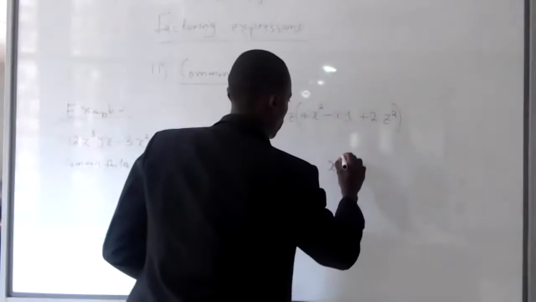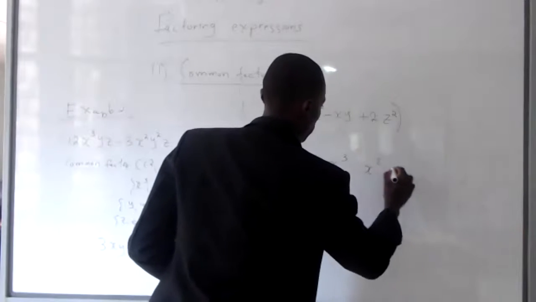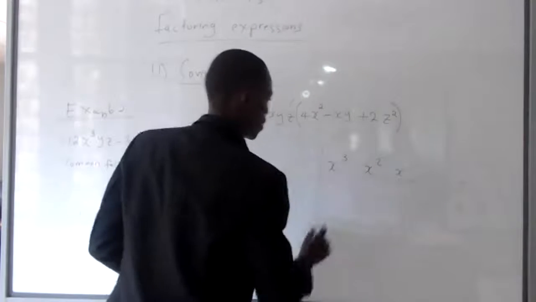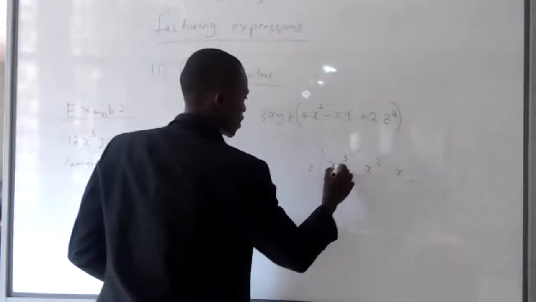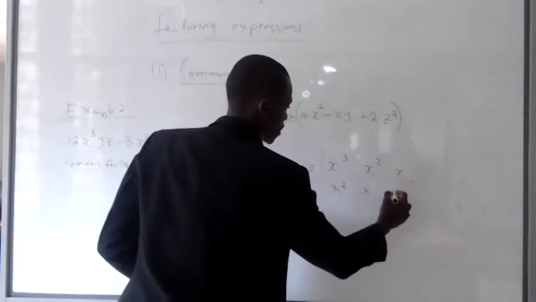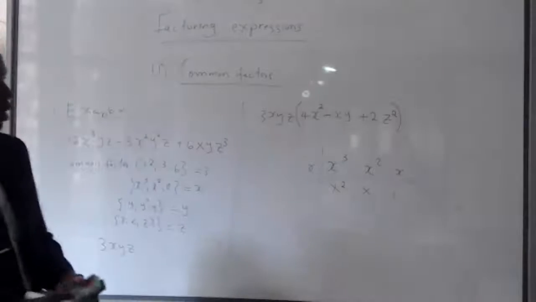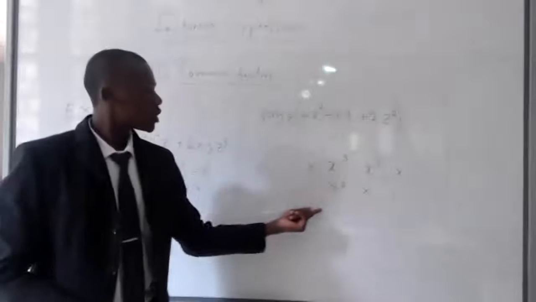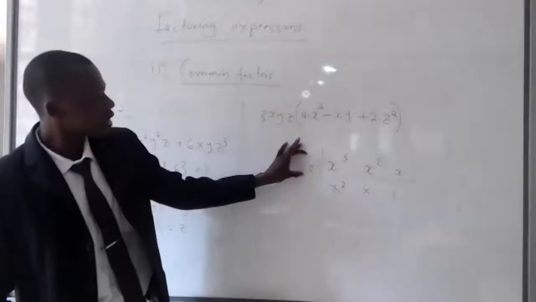If you were to compute the greatest common factor of x cubed, x squared, and x, then x divides x cubed, x squared times. x divides x squared, x divides x once. Then there is no other expression which can divide all these. So the greatest common factor becomes x.